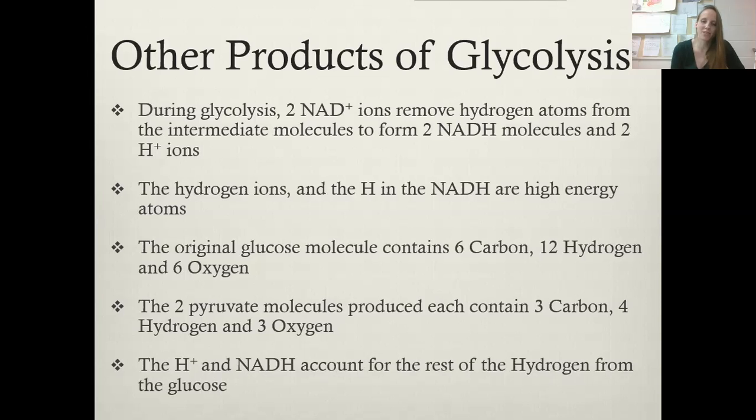Like we said, the original glucose contains 6 carbon. So each of the pyruvates are going to have 3 carbon. And then the NADH that is produced is going to be used later on in the 4th step of glycolysis.